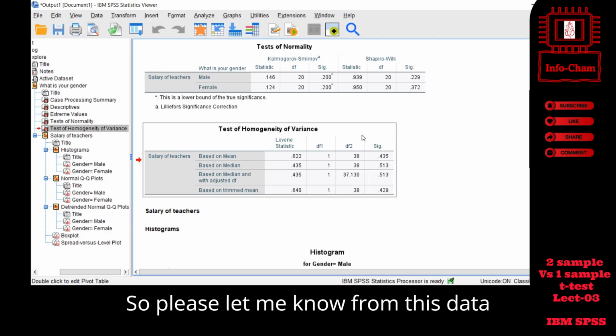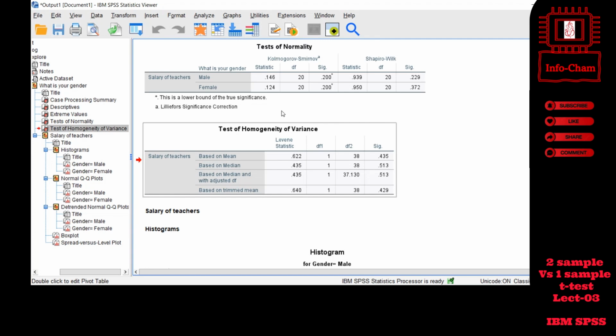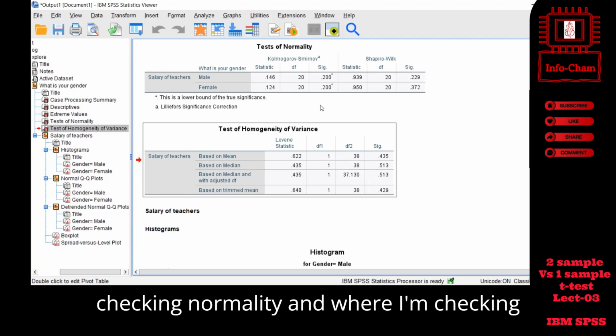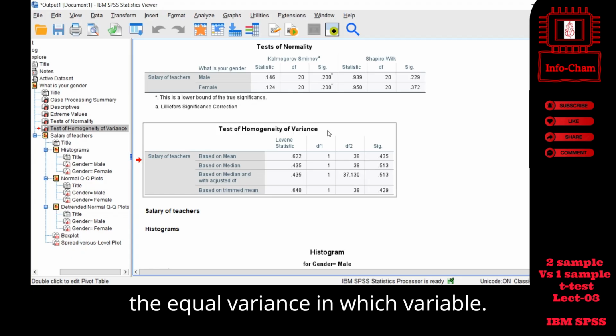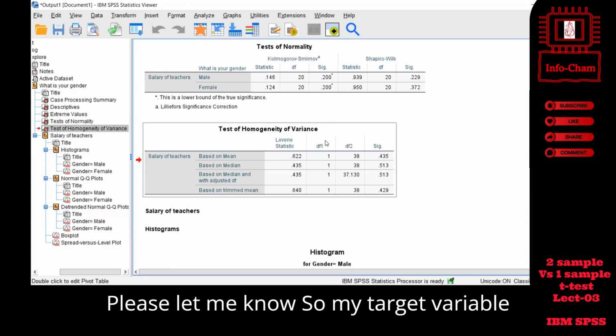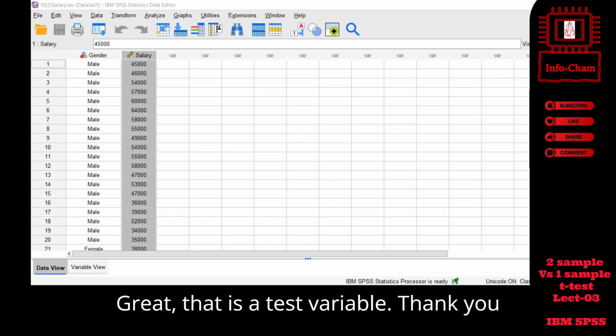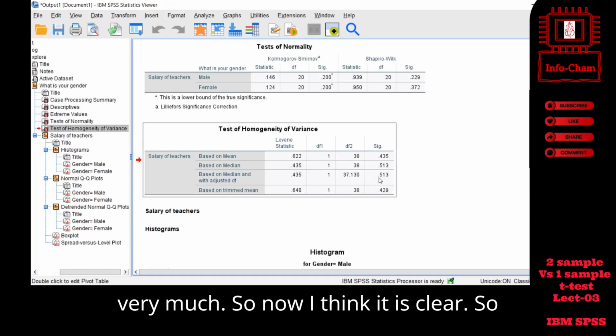So please let me know from this data which is my target variable, where I'm checking normality and where I'm checking the equal variance. In which variable? Please let me know. Salary. So my target variable is that one, right? Great. That is the test variable. Thank you very much. So now I think it is clear.